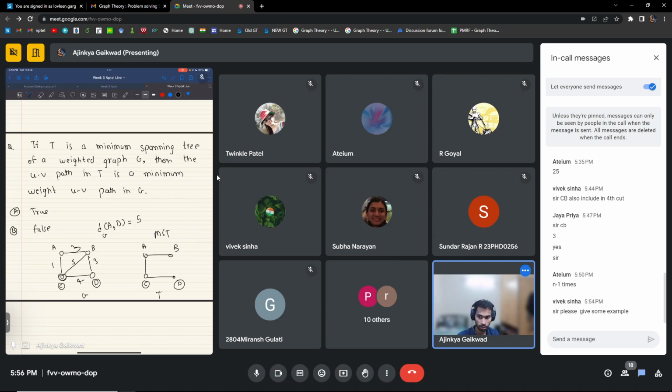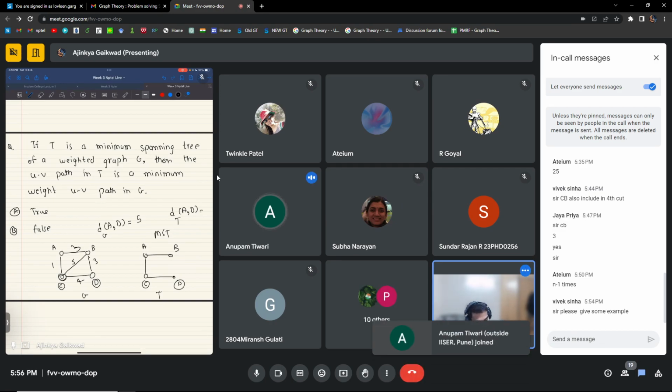I hope the distance between two vertices in a weighted graph is clear. Now the question is asking: it is true that the distance between A and D in graph G is 5. Will the distance between A and D in the minimum spanning tree of this graph G also be 5? Is it always true that the weighted shortest paths will be of equal length if I look at it in G or in T?